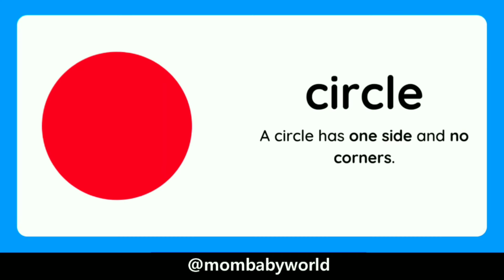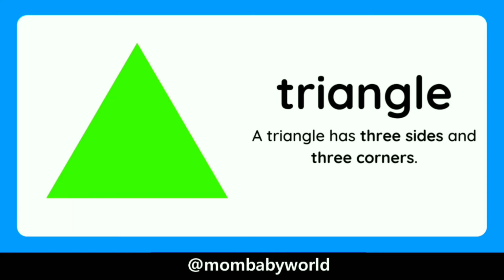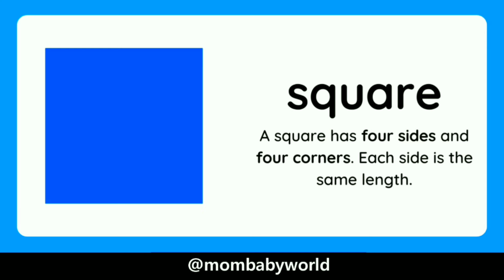सर्कल। A circle has one side and no corner. Triangle. A triangle has 3 sides and 3 corners. Square. A square has 4 sides and 4 corners. Each side is the same length.